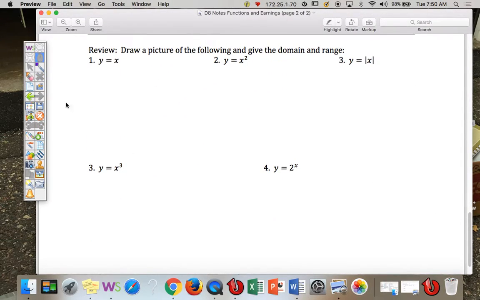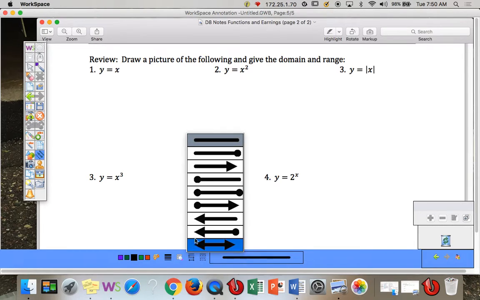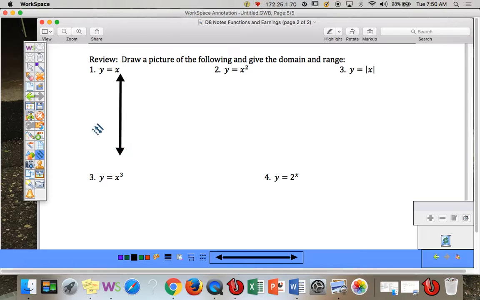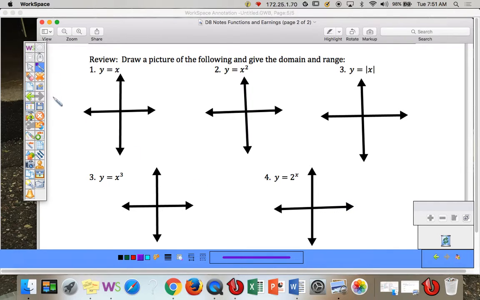All right, and then let's look at review. Draw a picture of the following and give the domain and range. All right, if something's linear, y equals x. Here the y-intercept is 0, and the slope is 1. So if I were to sketch this, let me make coordinate grids for each of these. So this might look something like this with the slope of 1.